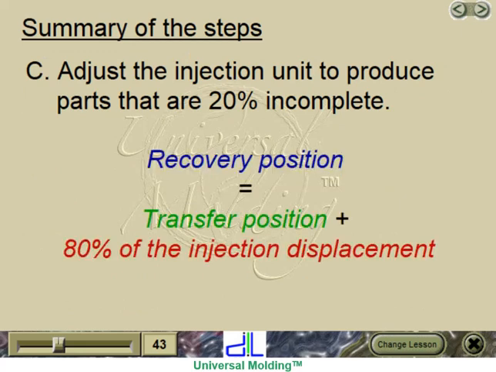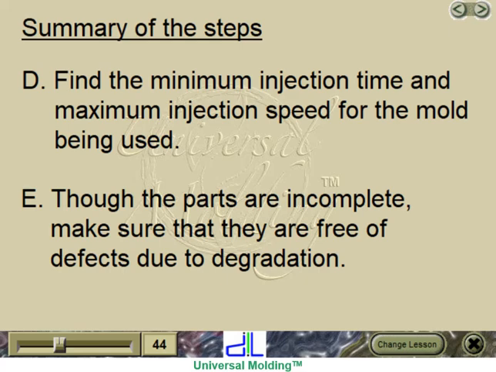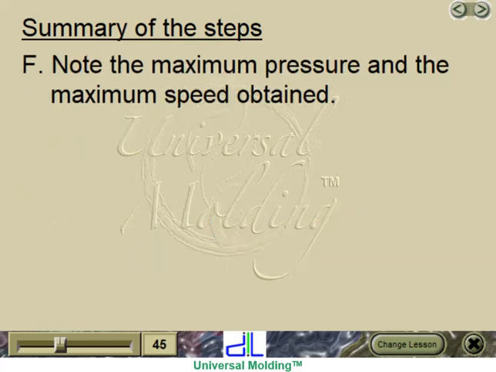Recovery position equals transfer position plus 80% of the injection displacement. D. Find the minimum injection time and maximum injection speed for the mold being used. E. Though the parts are incomplete, make sure that they are free of defects due to degradation. F. Note the maximum pressure and the maximum speed obtained.